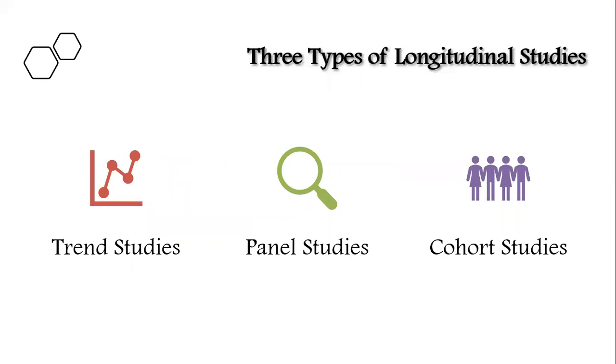And then I won't go into detail on this, but I did want to make sure that you're aware that your text does touch on 3 different types of longitudinal studies, which are trend studies, panel studies, and cohort studies. And so I won't require you to know the difference between these 3. The main thing that I want you to know is the difference between cross-sectional and longitudinal research in general.